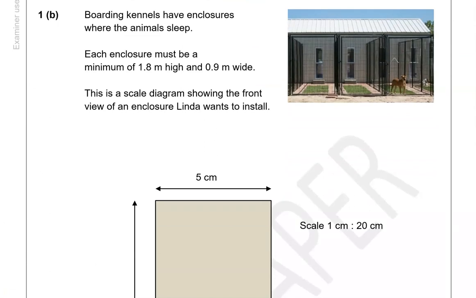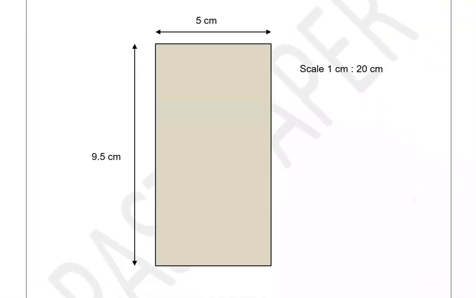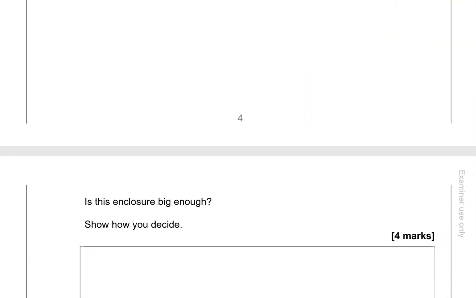Boarding kennels have enclosures where the animals sleep. Each enclosure must be a minimum of 1.8 meters high and 0.9 meters wide. This is a scale diagram showing the front view of an enclosure Linda wants to install. Is this enclosure big enough? Show how you decide.